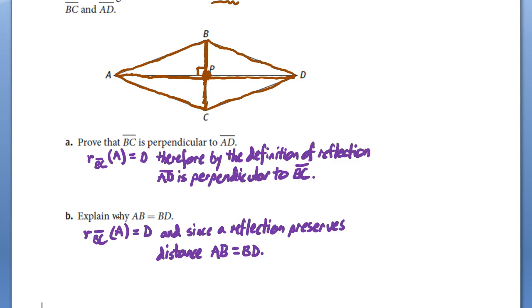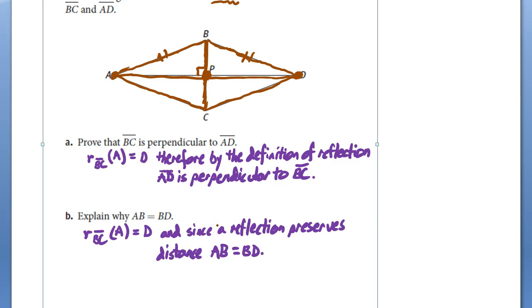Question B, explain why length AB, so this one right here, that segment, is equal to length BD, this one right here. Why are those things equal? Well, the reasoning goes something like this. The reflection of point A over line BC is point D, the same thing we had said before. So because this point is the reflection of that point, and because reflections preserve distances, then we know that this distance must be equal to this distance.